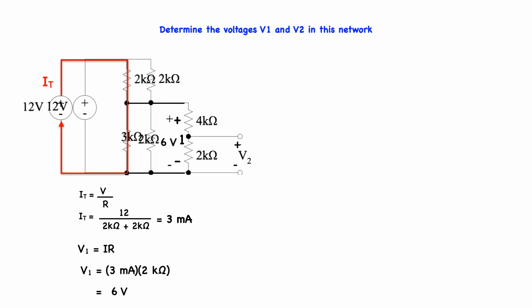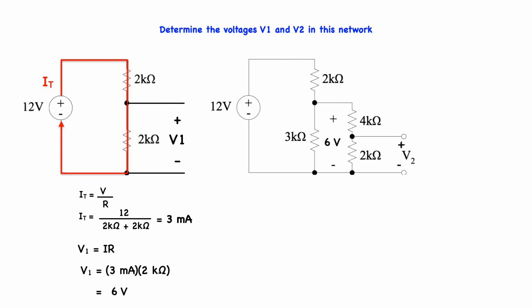Since we also know the voltage drop is 6 volts across the 4 and 2 k ohm series resistors, we can use Ohm's law to calculate the current through these resistors, which is 6 divided by the quantity 4 k ohms plus 2 k ohms, which works out to 1 milliamp.